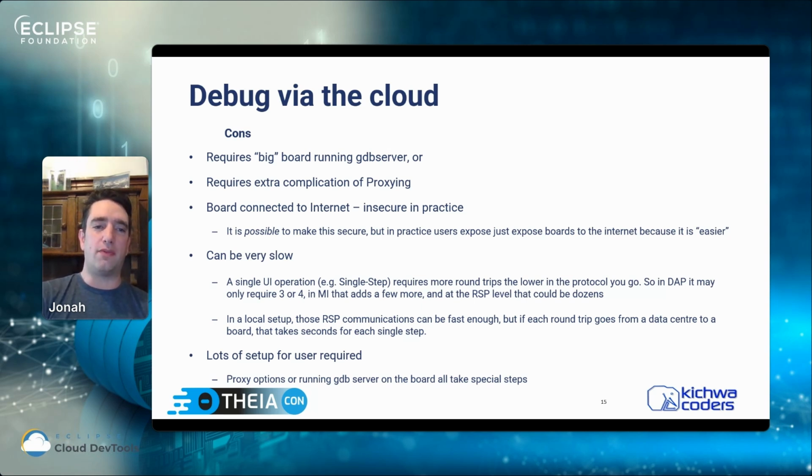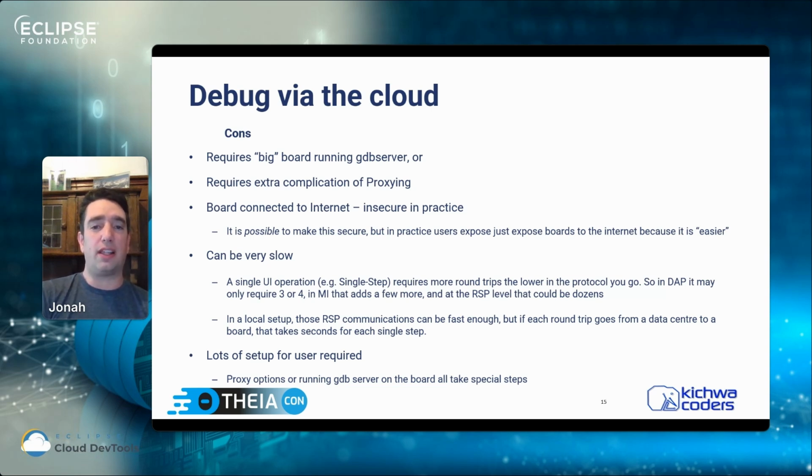Another big con is that it's very slow. A single UI operation, like doing a single step, might only require a couple of round trips from your browser to the cloud. But as you go down every layer in the debug stack, you require additional operations. So one round trip for a single step in the browser. For the debug adapter level, that might be 3 or 4 operations. As you get down to the MI layer that the debug adapter talks to GDB with, that has a few more round trips for every command.